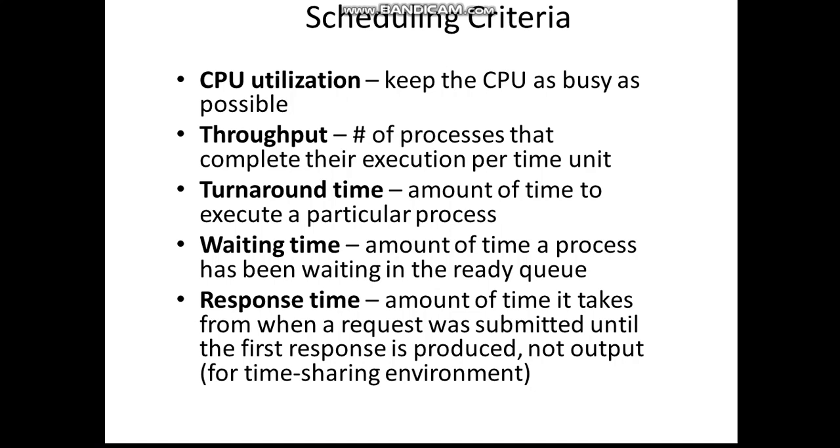Turnaround time is the amount of time to execute a whole process. It includes the execution time as well as the waiting time, the amount of time a process has been waiting in the ready queue to gain access to the CPU. So the sum of these two, waiting time and execution time, gives us turnaround time.